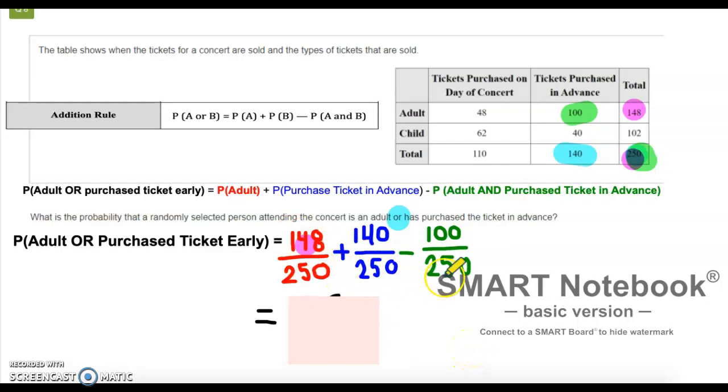Now that we have all three parts substituted into the addition rule, we just need to simplify. So 148 out of 250 plus 140 over 250 gives us 288 out of 250. And then we need to subtract off this 100 over 250. And again, you can just type this entire equation in Desmos. When you do that, we get the probability of being an adult or purchasing a ticket early is 188 over 250.